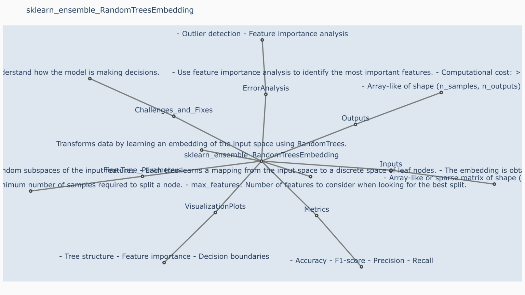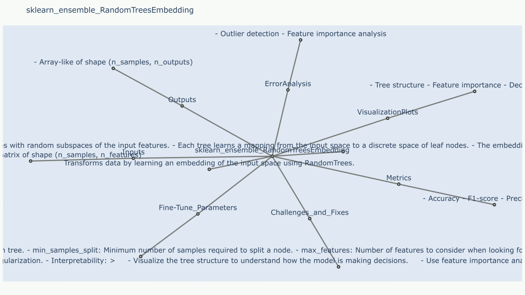sklearn.ensemble.RandomTreesEmbedding. Description: Random trees embedding is a dimensionality reduction technique that uses an ensemble of decision trees to learn a low-dimensional embedding of the input data. It works by constructing multiple decision trees, where each tree is trained on a random subset of the features and samples.